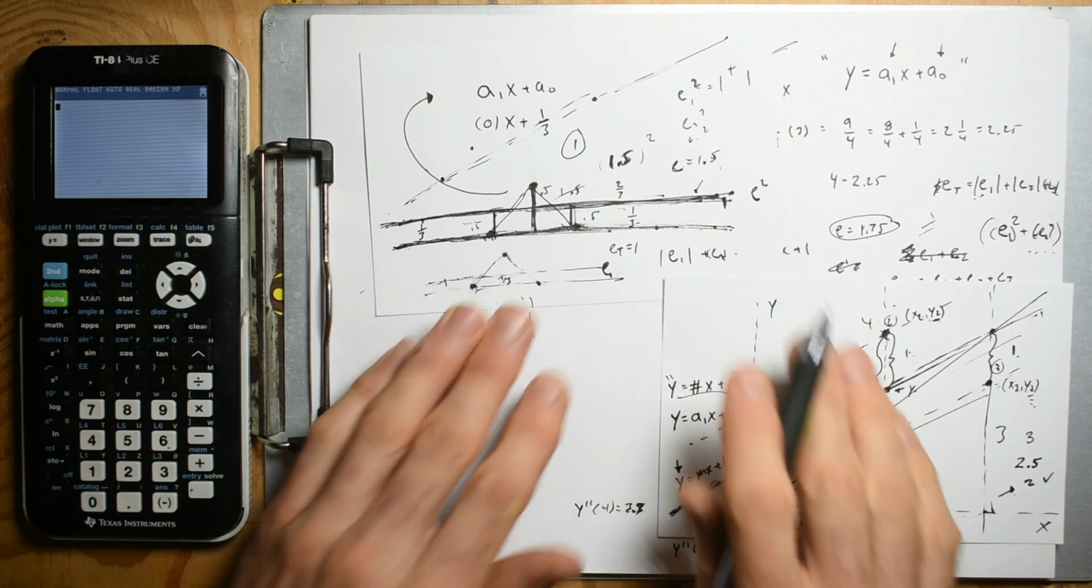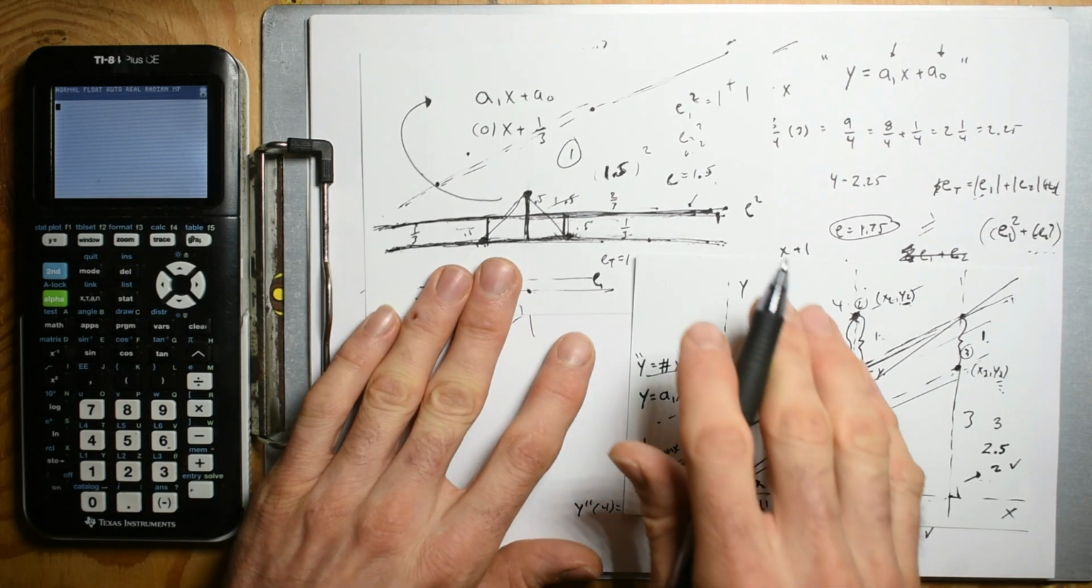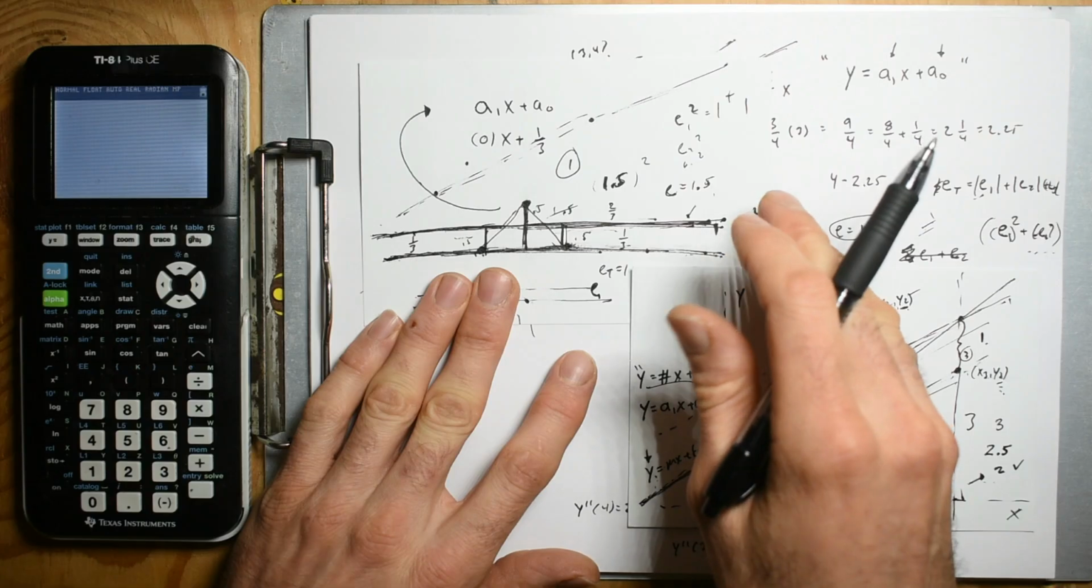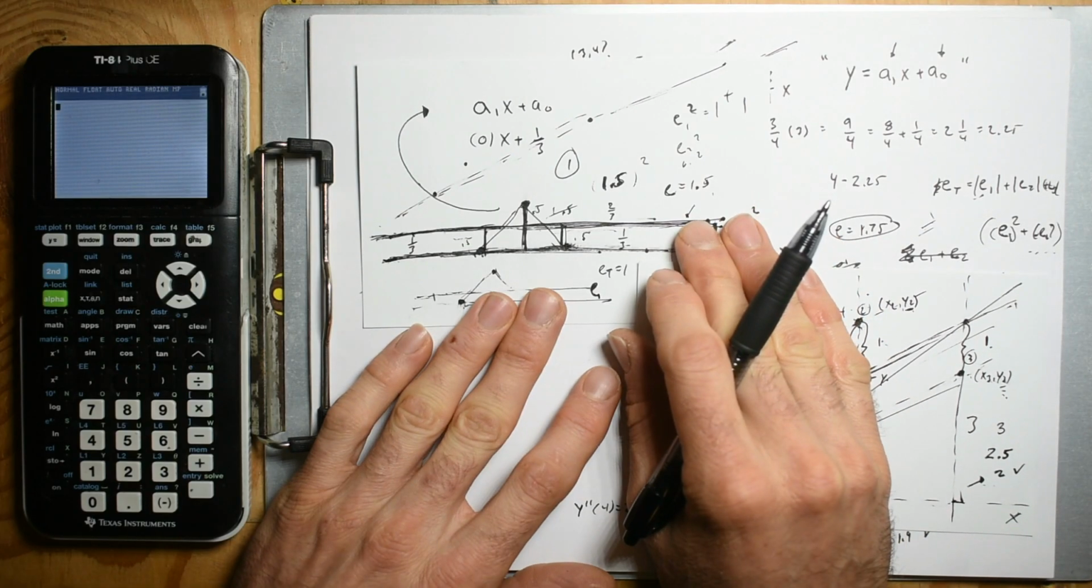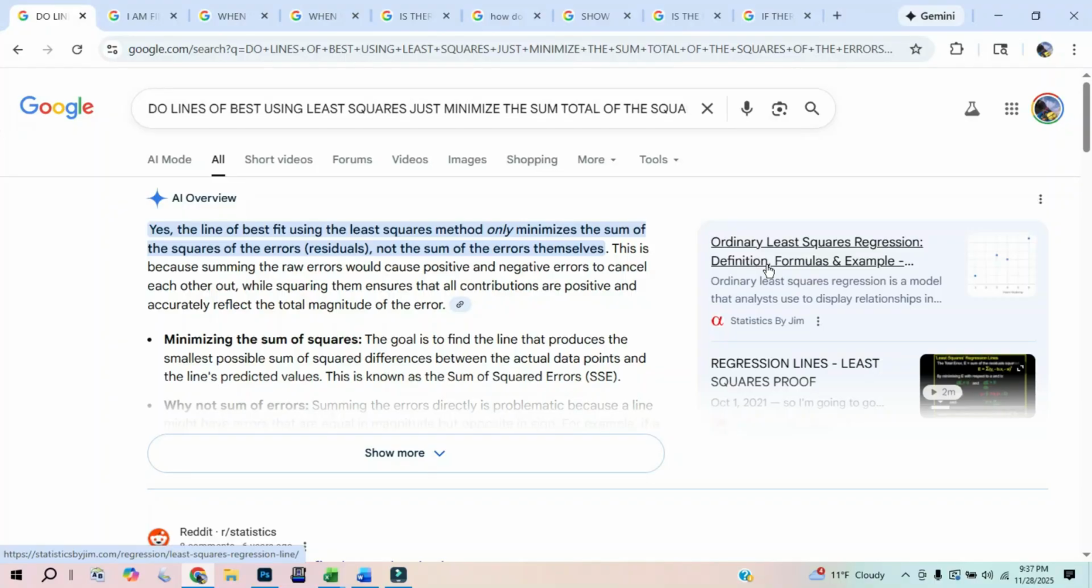Or just Google. I'm going to Google right now. Is the squared portion of the least squares important, where lines of best fit don't just minimize errors? Hell yeah. So we're going to end the rest of this video looking up Google questions.